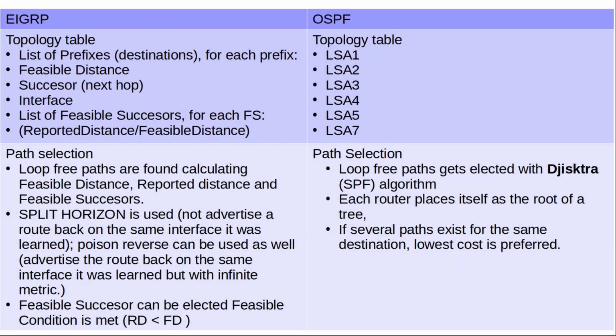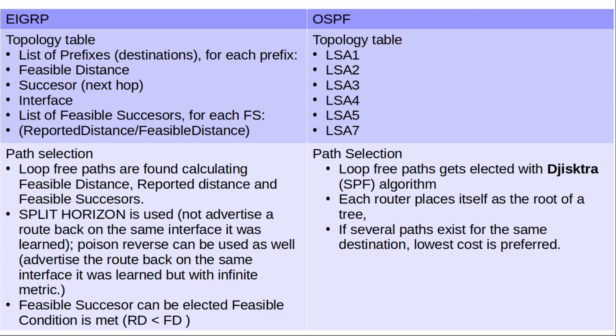The topology table for EIGRP is only a list of prefixes or destinations. For each prefix you will have the feasible distance, the metric, the successor, the next hop, the outgoing interface, and if any, a list of feasible successors, a list of possible alternate paths to the same destination. For each feasible successor, you will have a reported distance, the metric calculated from the point of view of your neighbor, and the feasible distance, which is the metric calculated at the local router.